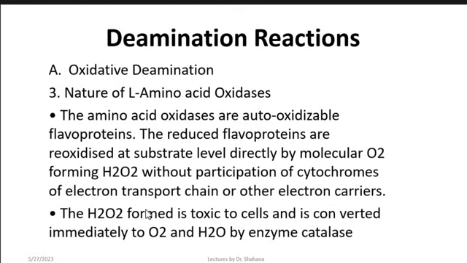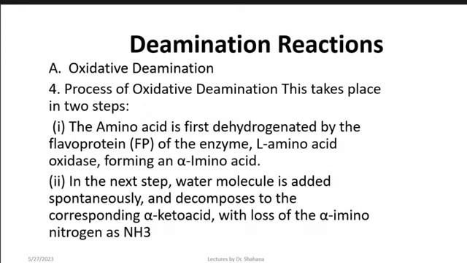The hydrogen peroxide that is formed is toxic to the cell and has to be converted immediately into water and oxygen by the enzyme catalase, which is usually present in the blood. Oxidative deamination takes place in two steps. First, the amino acid is dehydrogenated by a flavoprotein enzyme, forming an alpha imino acid, and in the next step, a water molecule is added spontaneously and decomposes it into the corresponding keto acid with the loss of alpha amino nitrogen.